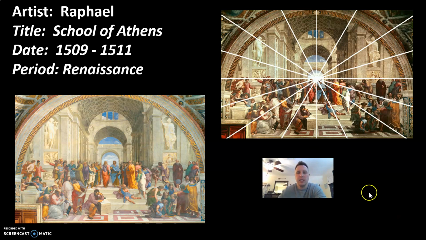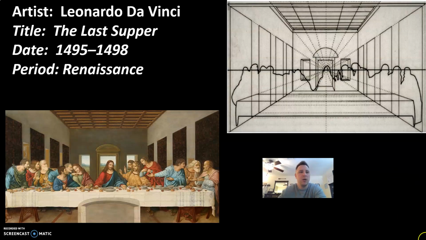And then I have a second example. Here we have the artist Leonardo da Vinci. This artwork at the bottom here is called The Last Supper. It was made between 1495 and 1498 during the Italian Renaissance. Again, this is the standalone image on its own, but if you break down the underdrawing and factor in the rules of linear perspective, you can see the guidelines here.